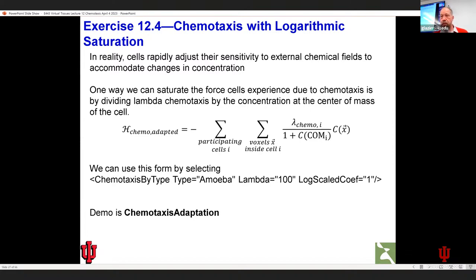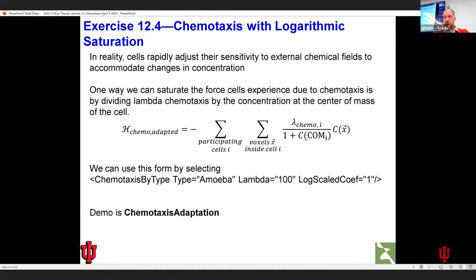So in reality, as I say, cells don't do that. Once they start moving in response to a chemical, unless the concentration of the chemical is very small, they move with a fixed velocity. And one of the ways they do that, biologically, is by changing the strength of the response. They actually change the number of chemotaxis receptors on the surface of the cell.